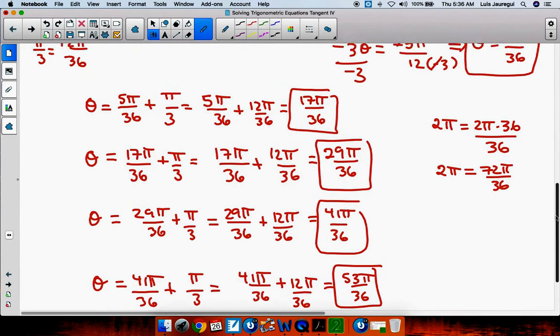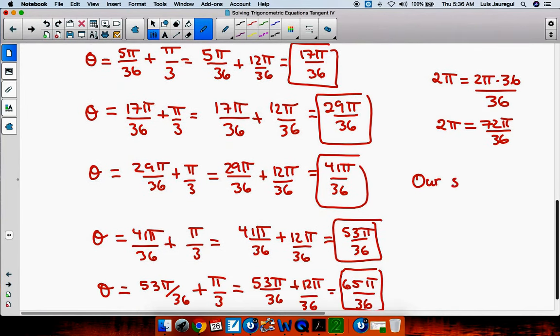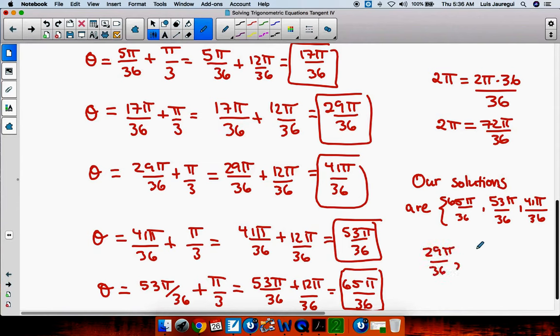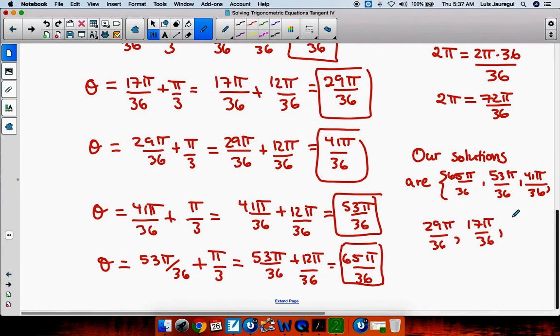Now, to organize the data here, we can say that our solutions are, so let's write them out. 65 pi over 36, 53 pi over 36, 41 pi over 36, 29 pi over 36, 17 pi over 36, and our 5 pi over 36. So those are the 6 solutions for this particular equation.